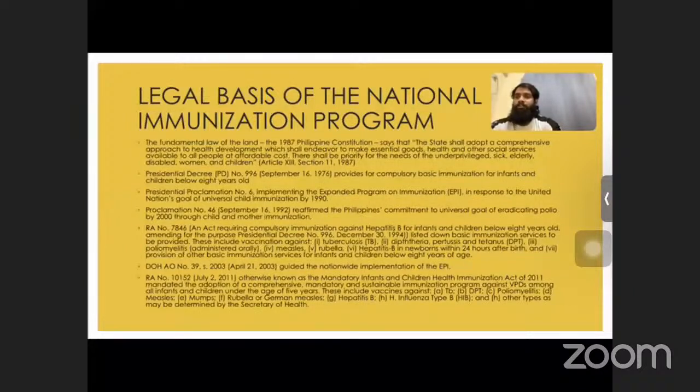Republic Act Number 10152, July 2, 2011, otherwise known as the Mandatory Infants and Children Health Immunization Act of 2011, mandated the adoption of a comprehensive, mandatory and sustainable immunization program against vaccine-preventable diseases among all infants and children under the age of 5 years. These include vaccines against tuberculosis, diphtheria, poliomyelitis, measles, mumps, rubella, hepatitis B, Haemophilus influenzae type B, and other types as may be determined by the Secretary of Health.